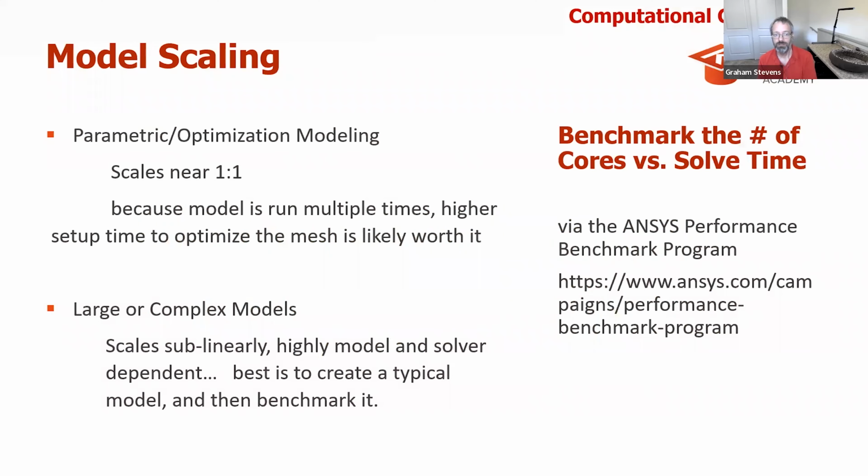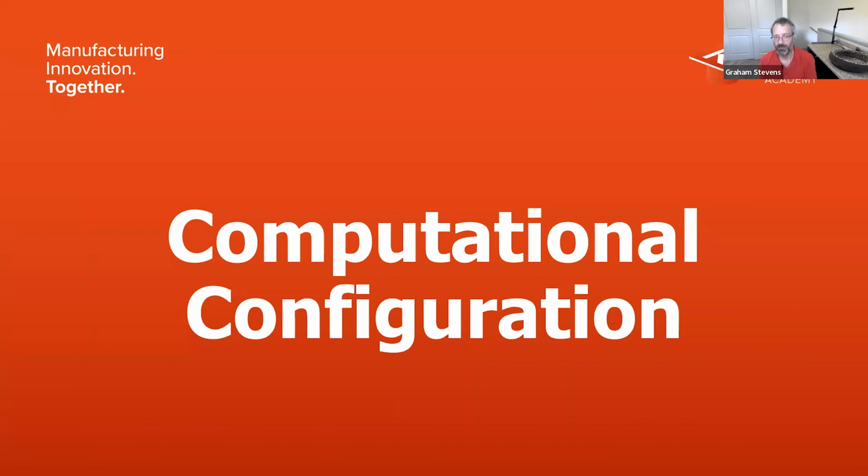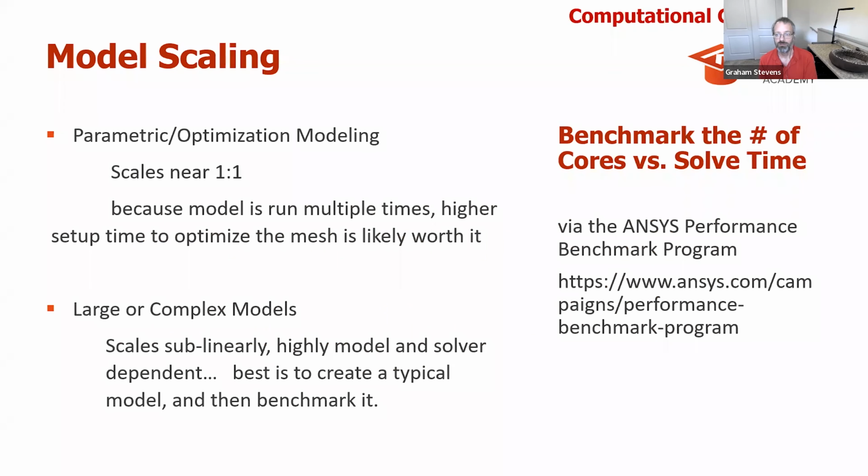So then we finally get to computational configuration, where we're looking at our hardware now to speed things up. So the first thing is thinking about model scaling. When we think about model scaling, if I have a parametric analysis or an optimization where I'm looking at varying size of a body, 1 to 5, 10 to 20, and I'm trying to optimize for that, and so I'm running my model multiple times, I can send each of those model runs to a different computer or a different processor. And so it scales very effectively. So you get one-to-one scaling. I add a new processor, a new core, and it speeds it up twice as fast.